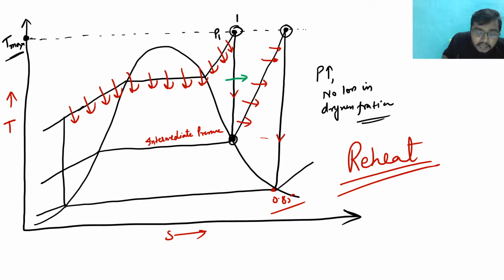From here I will get the turbine work, and from here also I will get another turbine work. Clear? So these things are clear to you. And see, let me draw these things so that you will get a good insight.